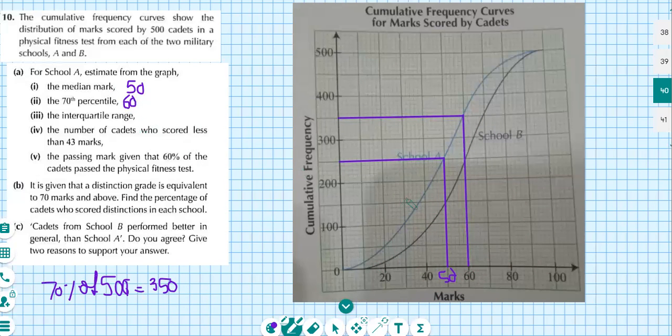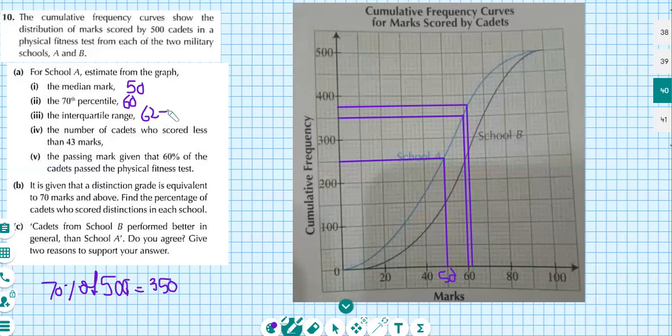The interquartile range will be upper quartile minus lower quartile. The upper quartile is at 75%. 75% of 500 is 75 over 100 into 500. So it will be 375. So where is 375? This is 350. So here is 375. So it's 62.